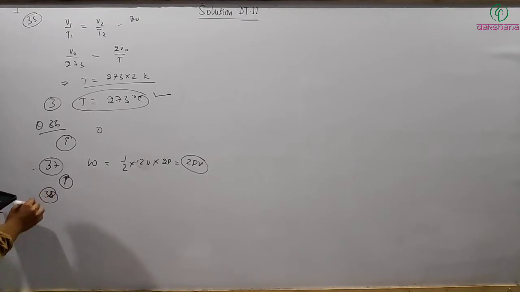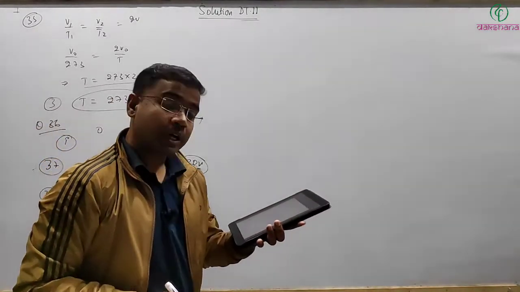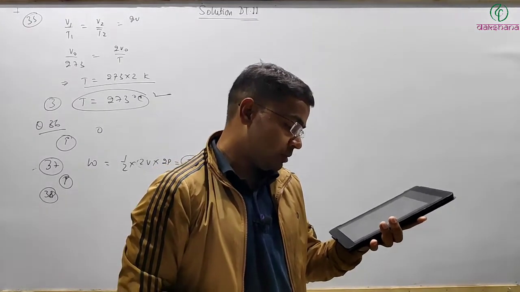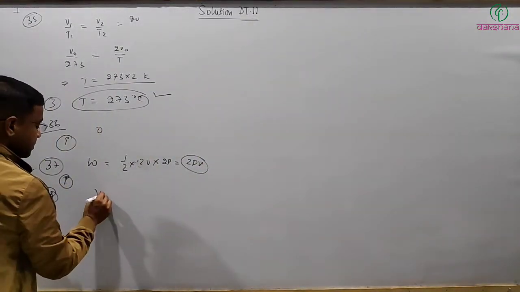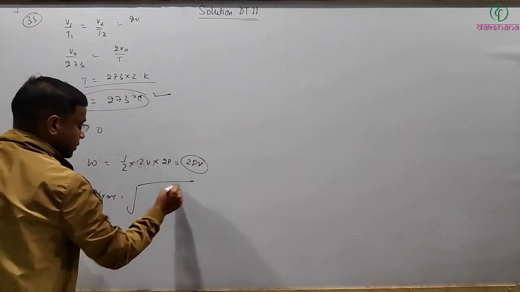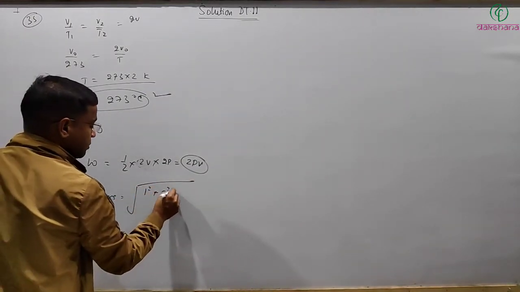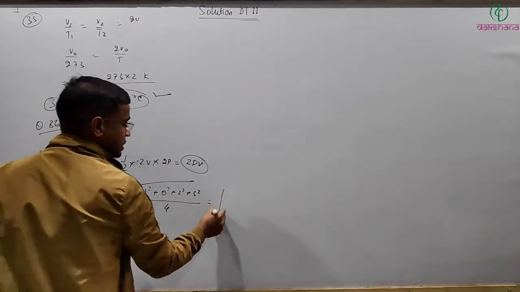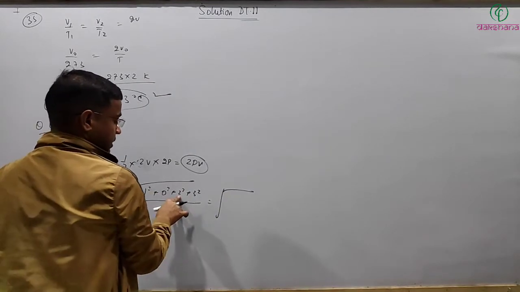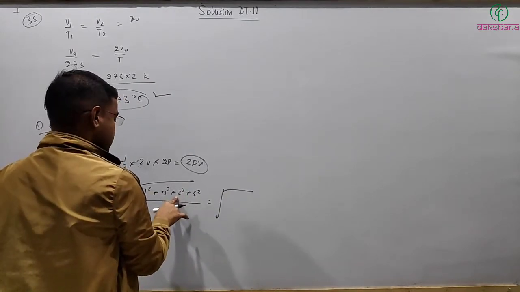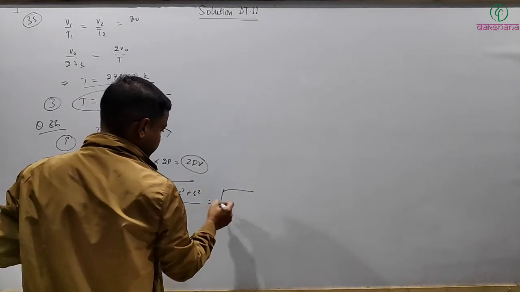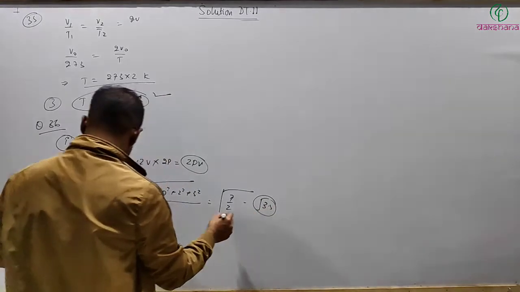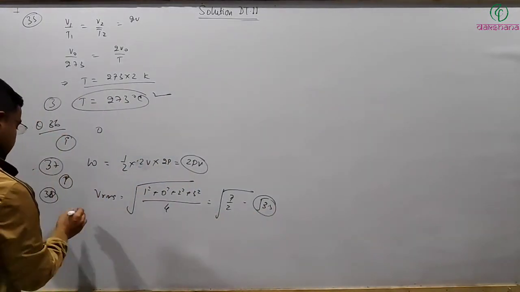Question number 38. Four particles having velocities 1, 0, 2, 3. The root mean square velocity of the particles is, so VRMS is root over (1 squared plus 0 squared plus 2 squared plus 3 squared) divided by 4 particles. This comes out to be 1 plus 9 plus 4, so 14, 14 by 4, so 7 by 2, that is root over 3.5, matching with option number 2.